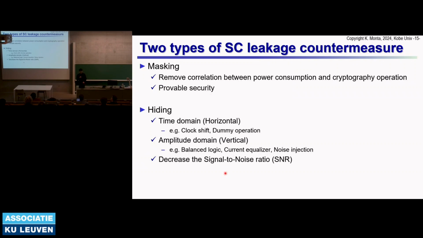This tries to decrease the signal-to-noise ratio of the secret information in the total power consumption. It can be time domain hiding or amplitude domain hiding, but both of them are trying to reduce the signal-to-noise ratio.